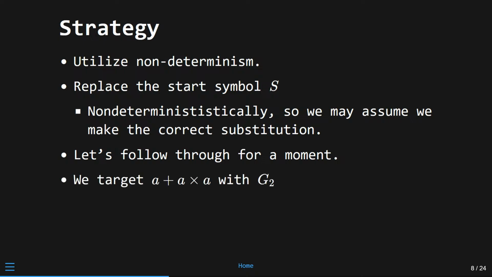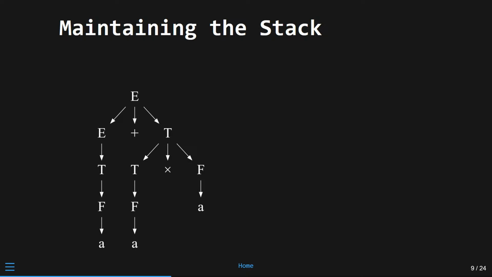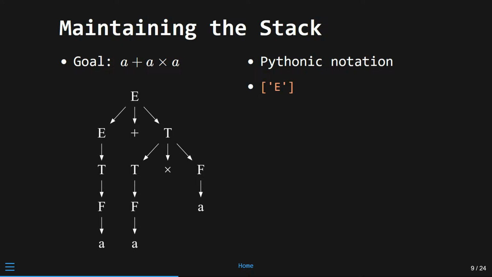Let's follow this through. We're going to target A plus A times A with grammar 2. So we can maintain the stack. I'm going to go through here and show you how I think of the stack maintaining. So we're going to start with E. We already discussed that. That's the starting symbol. It was the top of our grammar. Okay. So let's use Pythonic notation. We begin, we have an E in our stack. We always start with E in our stack. When our pushdown automata wakes up in state Q1, the first thing it does is it writes an E to the stack, and it does not read anything off of the input tape. It is only writing to the stack now. Okay?